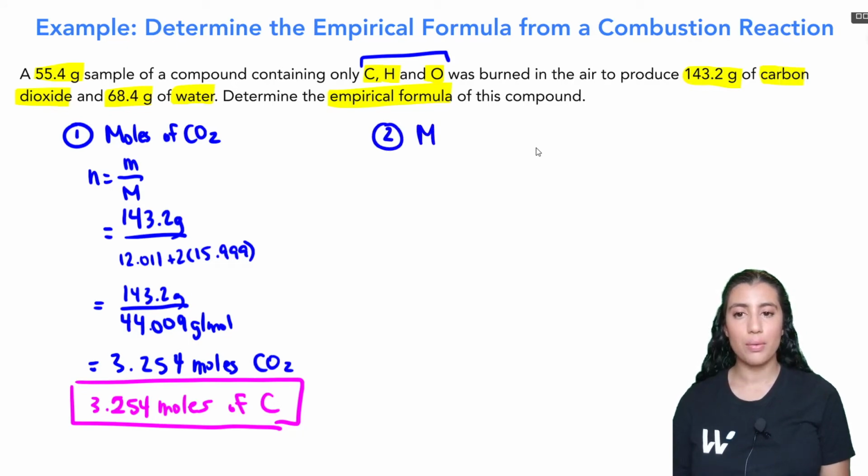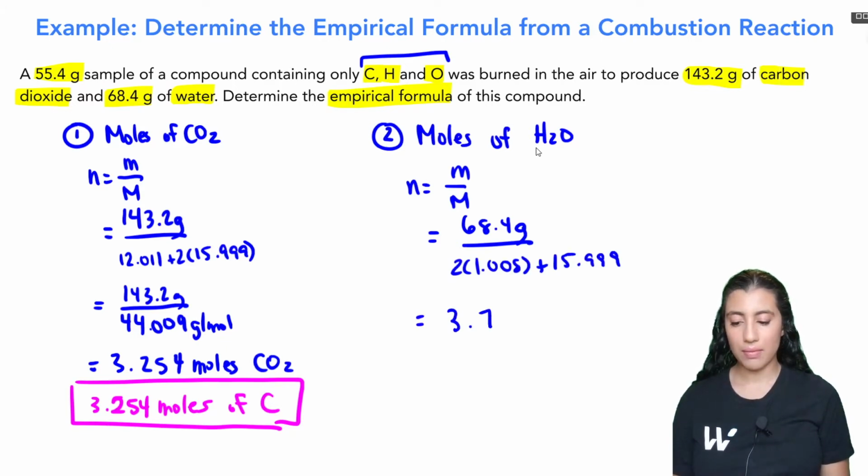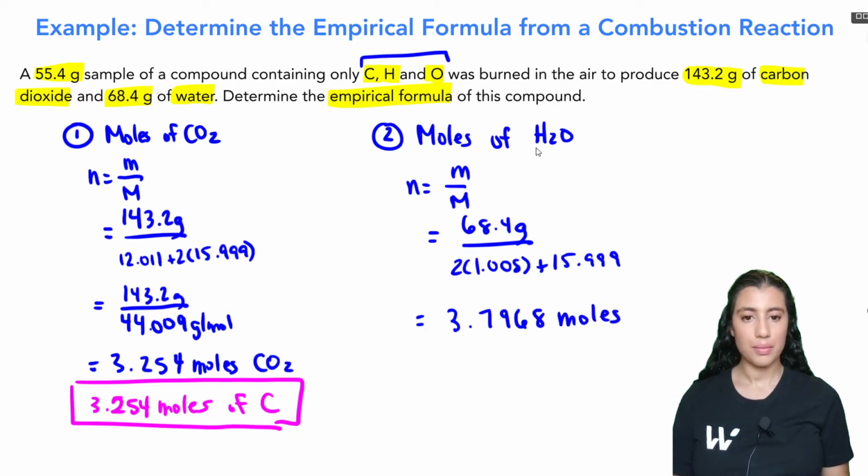So we're going to figure out the moles first of water, since that's what we were given. We were given the mass of water, so we can figure out the moles. So I'll plug in the mass of water, 68.4 grams. We're going to divide by the molar mass of water. And we get 3.7968 moles. Okay, so now I have to figure out how many moles of hydrogen are present in the hydrocarbon.